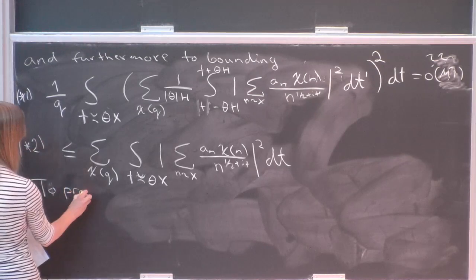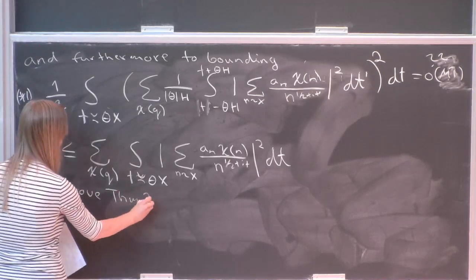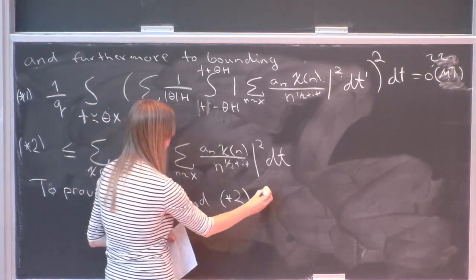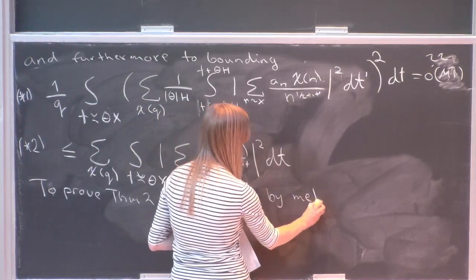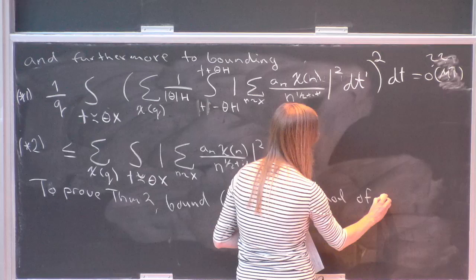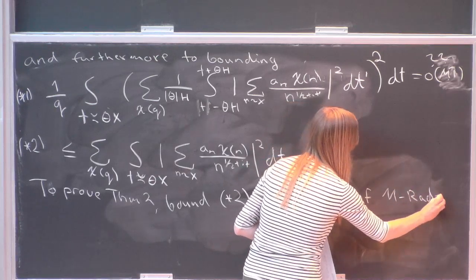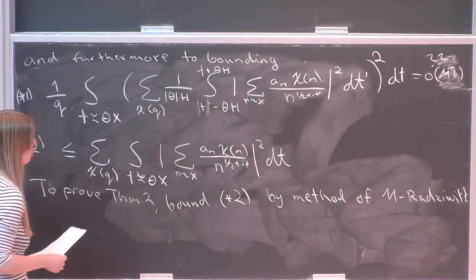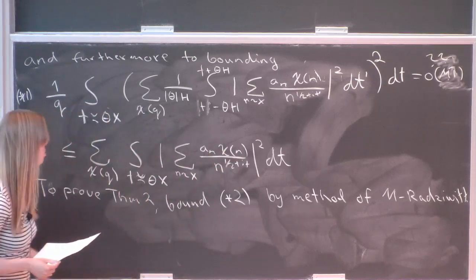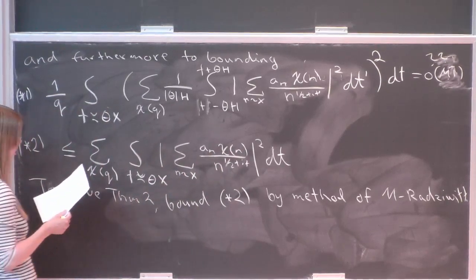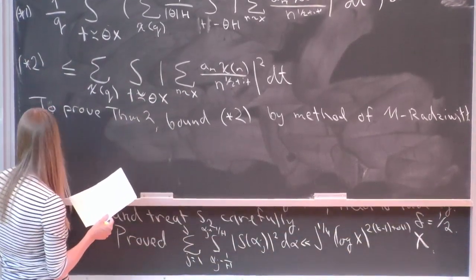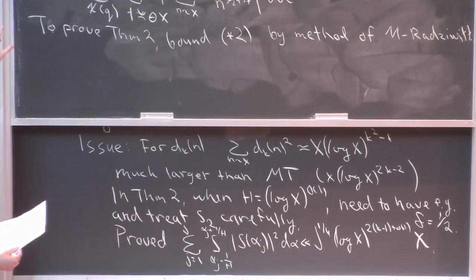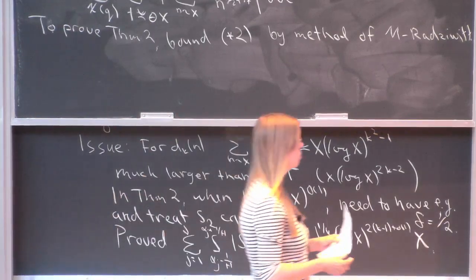And to prove theorem 2, we bound star 2 by the method of Matomäki and Radziwill. If you were here in February, we gave a mini course on this method, so it's an adaptation of that, and I won't talk more about it now. And I will use the rest of the time to talk about how to bound star 1 in the case of the von Mangoldt function.